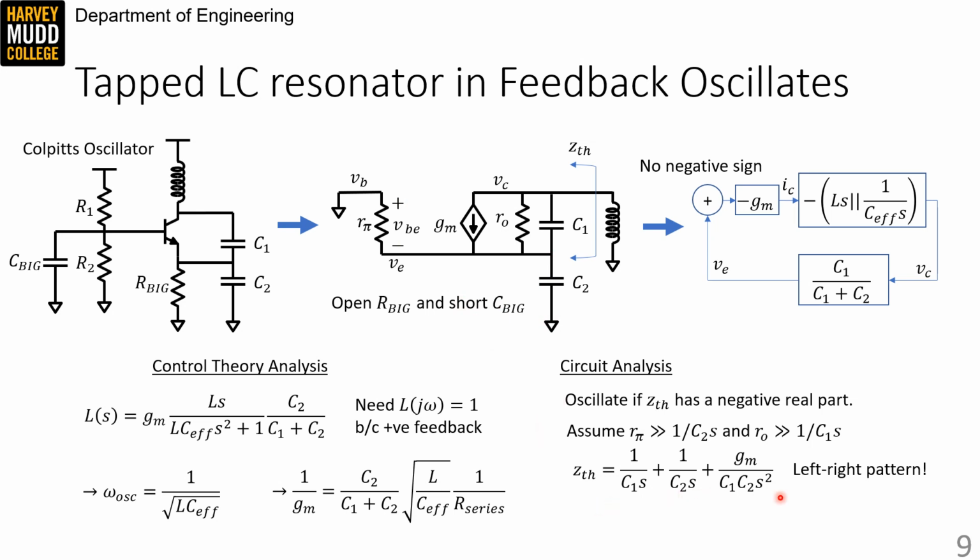It's 1 over C1s plus 1 over C2s plus GM over C1 C2 s squared. And if we substitute in j omega, then this term becomes negative and real. So it's minus GM over C1 C2 omega squared. So that means we have a negative real part to our Thevenin impedance, and this thing will oscillate.